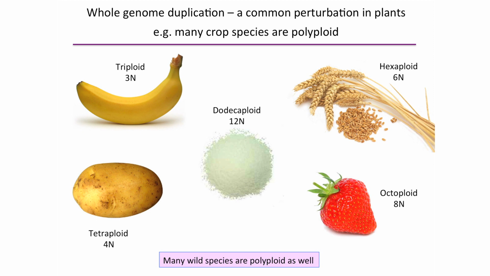And the champion among crop plants is sugarcane, which has 12 copies of every chromosome. It's dodecaploid. So this is pretty remarkable. I think it's remarkable that these organisms work, that they can survive, that they can figure out what to do with 12 similar chromosomes. I mean, how that works is amazing.